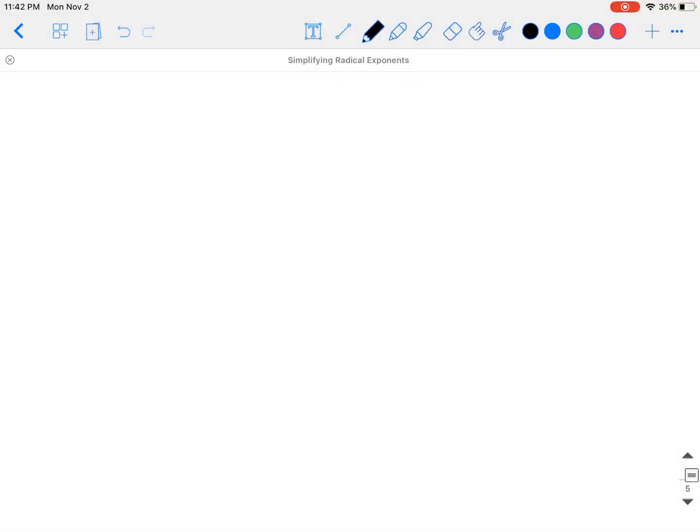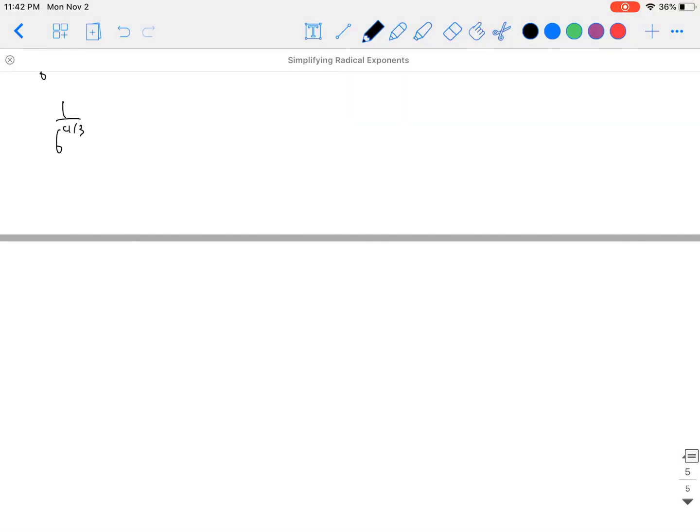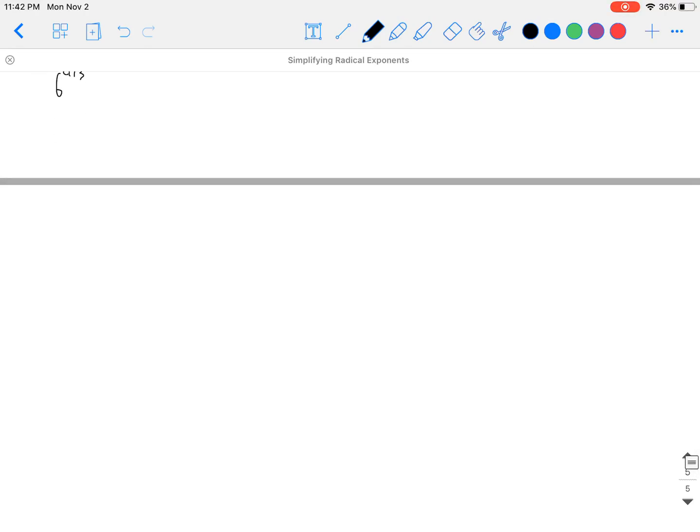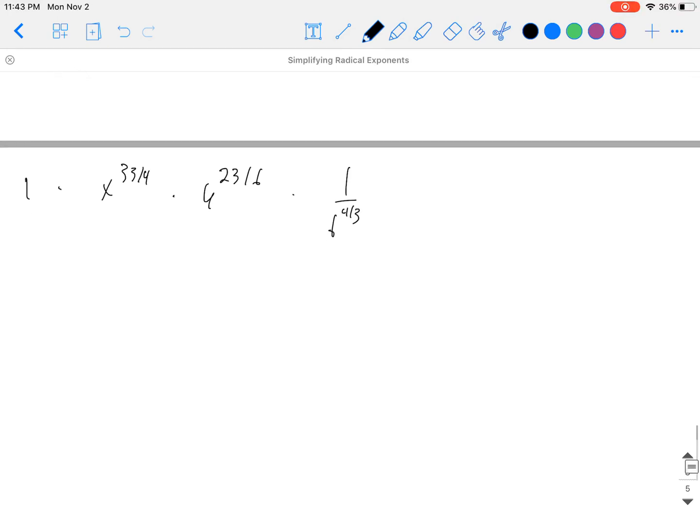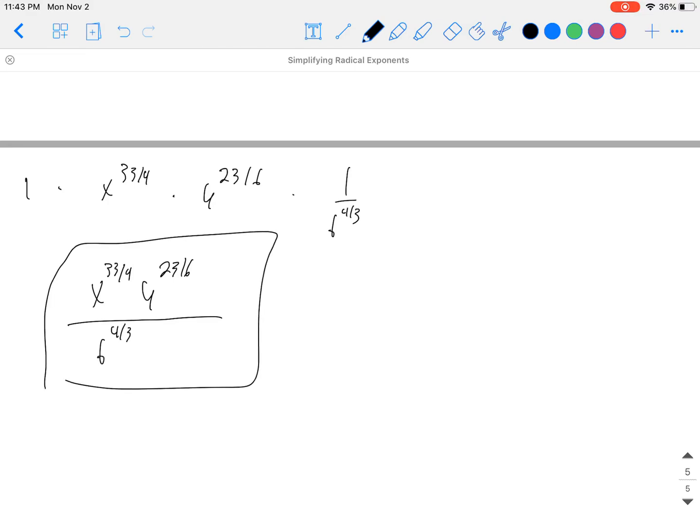Now when we put the real number, the x variable, the y variable, and the b variable together, we will have the simplified form. So we will have 1 times x to the 33 over 4 times y to the 23 over 6 times 1 over b to the 4/3, giving us x to the 33 over 4 times y to the 23 over 6 over b to the 4/3 as the simplified expression.